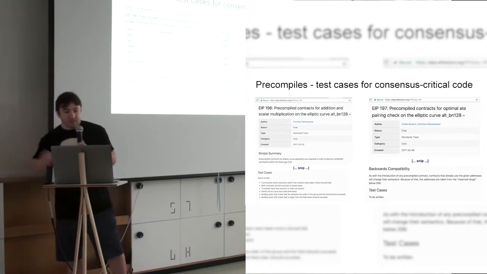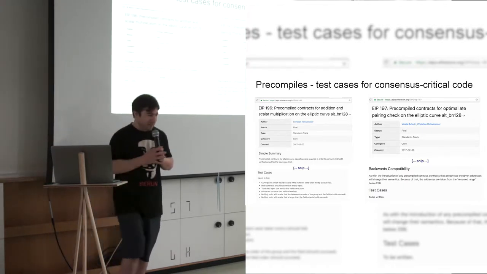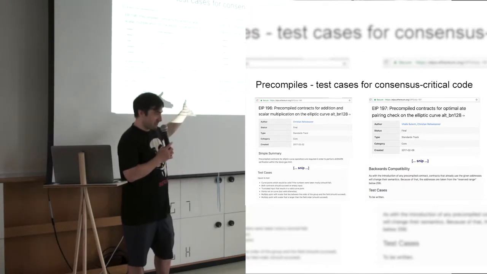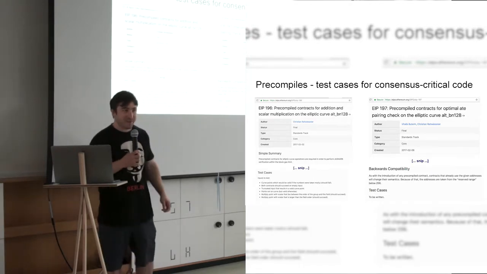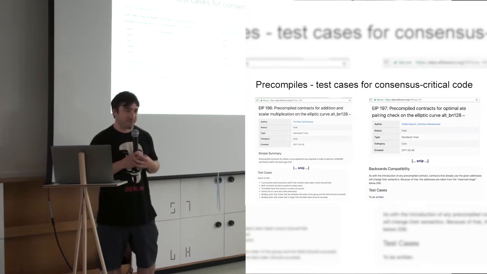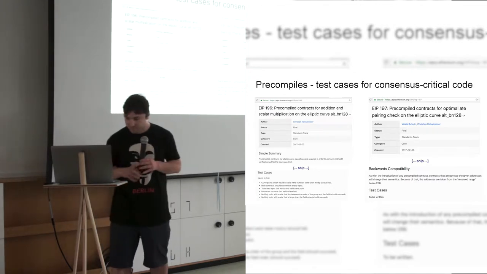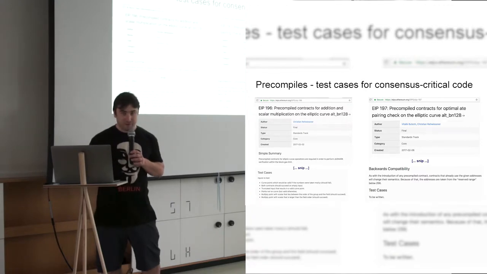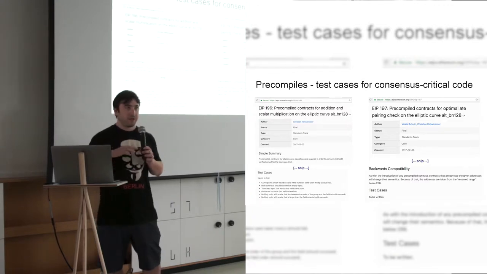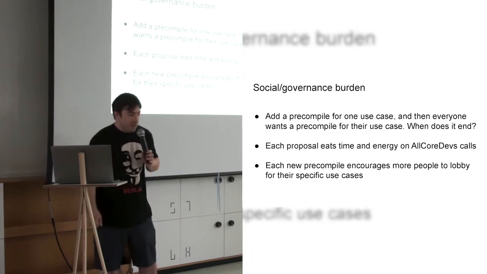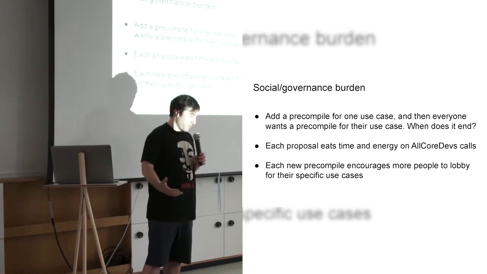But here, I just want to point out that this test case is to be written. I think the EIP still says that, because people love to expand the trusted computing base, but writing test cases, not so much. So from a core dev point of view, precompiles are a big pain. So that's just the technical reasons not to do precompiles.